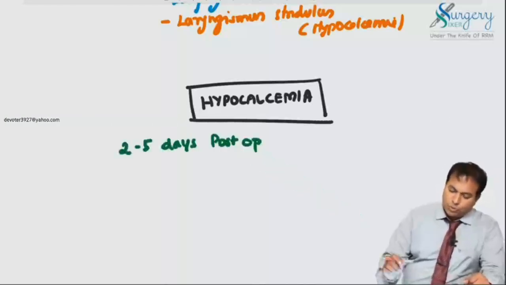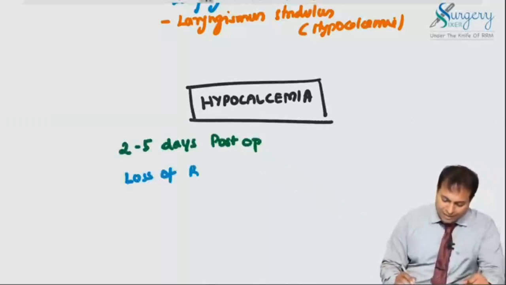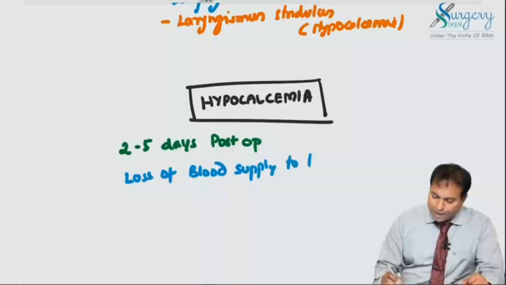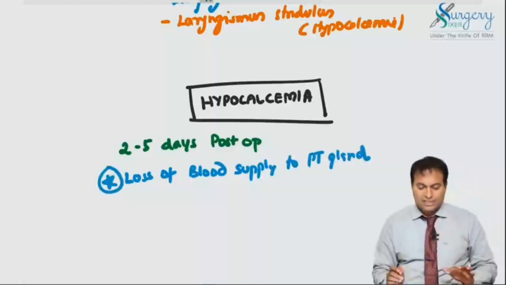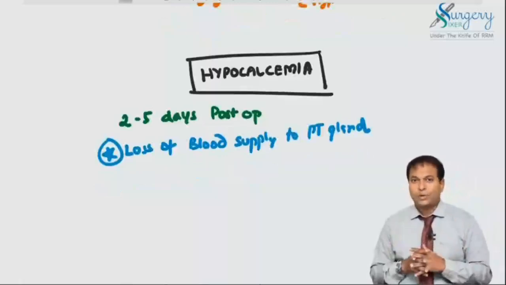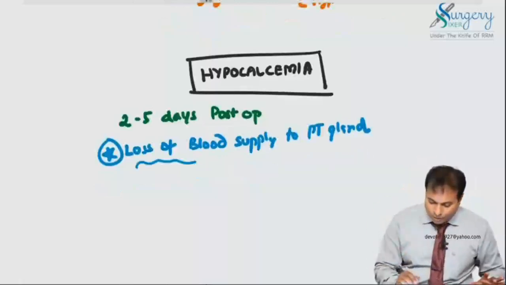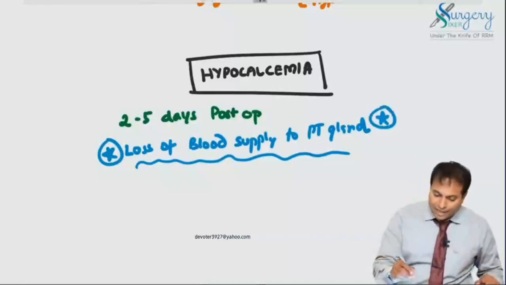It is mainly due to what reason? It is mainly due to loss of blood supply to the parathyroid glands, and not due to removal of all 4 glands. Please remember, the main etiology is loss of blood supply to the parathyroid gland. No surgeon is such a bad surgeon as to remove all the 4 parathyroid glands, so such etiology is very rare. Loss of blood supply to the parathyroid gland is the main reason for hypocalcemia.